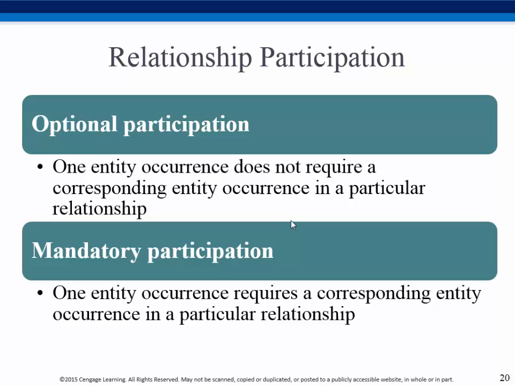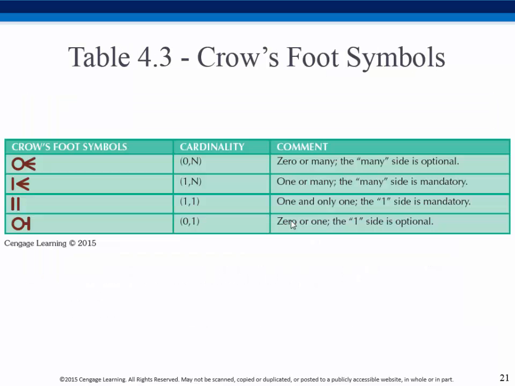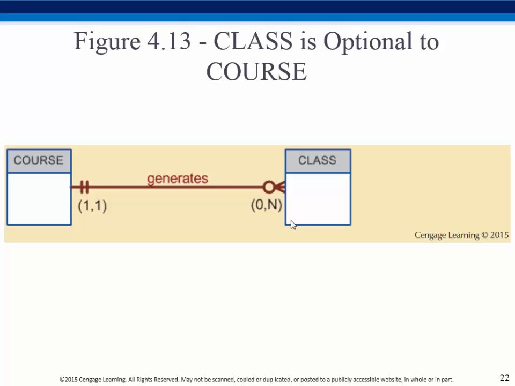Mandatory. You can just basically know what it is. An optional participation is when an entity occurrence does not require a corresponding entity occurrence in a particular relationship. And mandatory is when an entity occurrence requires a corresponding entity occurrence. And there it shows some symbols.